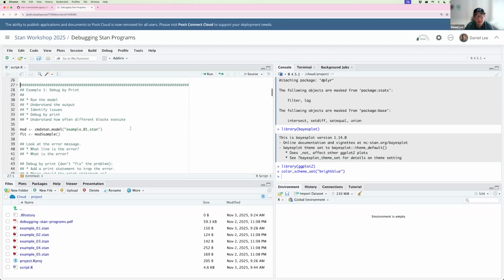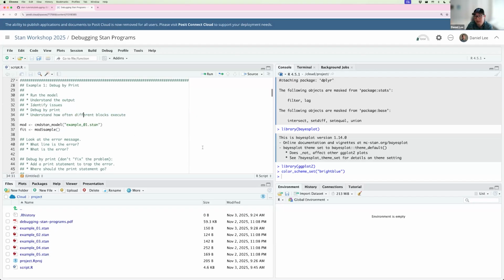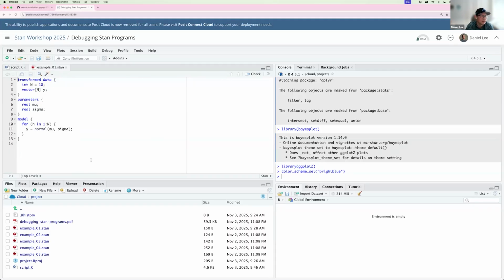The first thing we're going to do is learn how to look at some state and understand output when things fail. We'll identify the issues and we'll debug by print. We cool with that? I hope. So if you run this first example, we can actually look at it. Example 1.stan. This is what it looks like. Everyone see that?